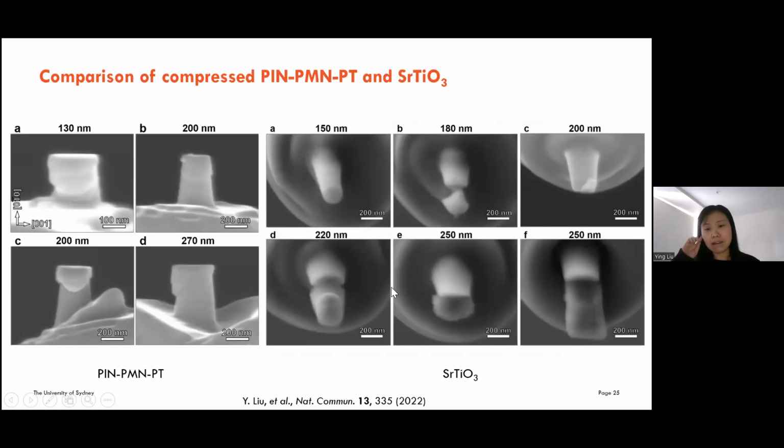Because among perovskite oxides, strontium titanate is supposed to show excellent plasticity, here we compared our sample with strontium titanate. We prepared samples using the same methods, and we found that after compression tests, most strontium titanate samples got cracked. But for PIN-PMN-PT, our sample, it shows severe plastic deformation.